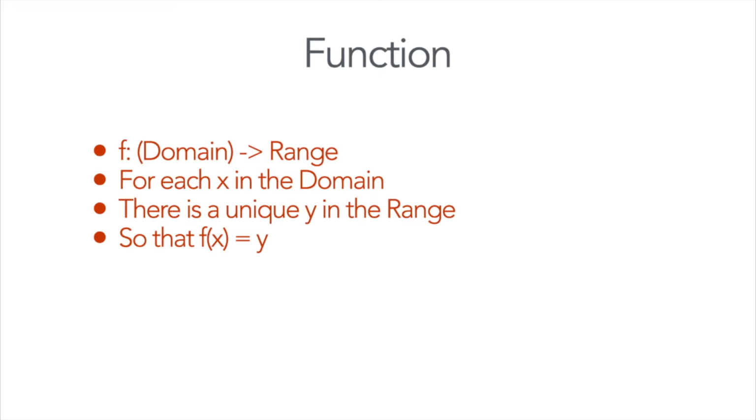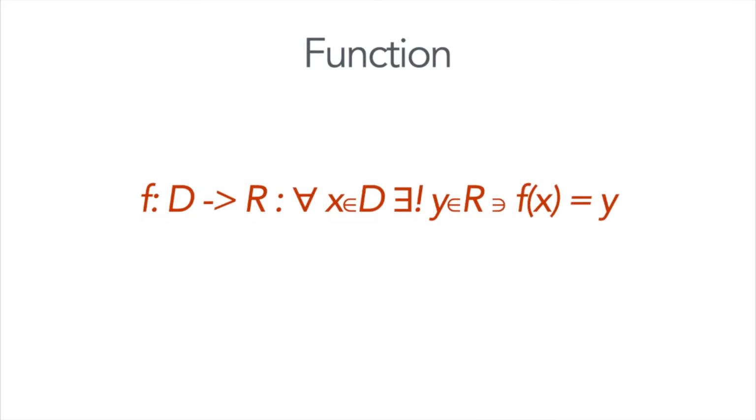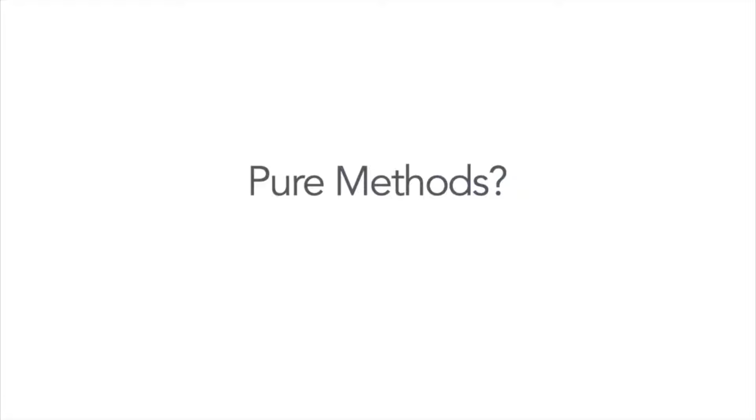When you were older, you might have written the definition of function like this. It was sort of the way of working the word monad into a conversation when you were 12, 13 years old. F maps from D to R, such that for every x in D, there's a unique y in R, such that f of x equals y. It's the definition of function written so that people hate us. So that's a pure function.